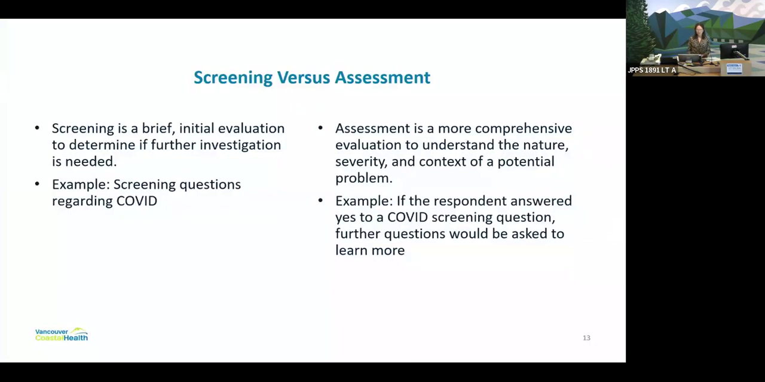Often screening and assessment are seen as the same, but they actually have two very different functions. Screening is really a brief initial evaluation to determine if further investigation is needed.